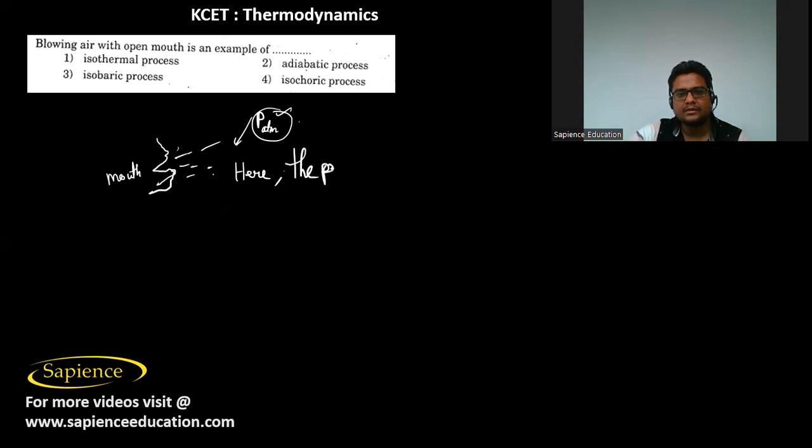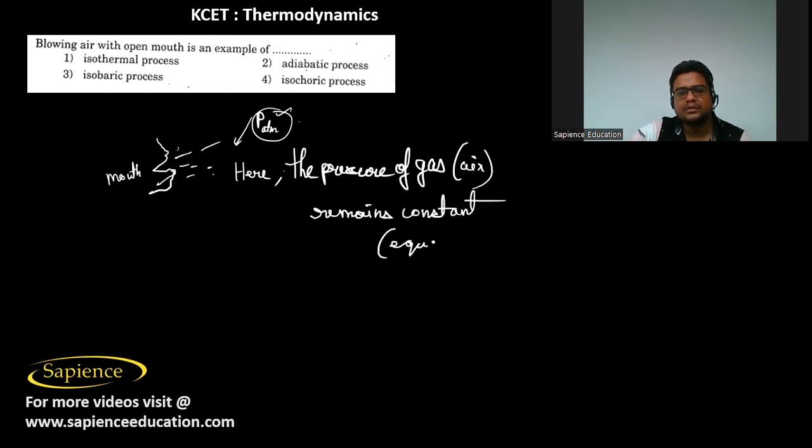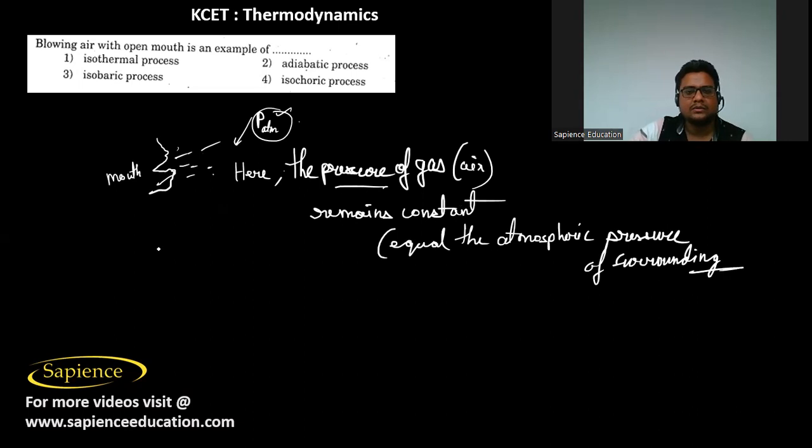Here, the pressure of the gas, which is the air, remains constant, and which is also equal to the atmospheric pressure of the surrounding. So it means since the pressure is constant, it is an isobaric process. So option 3 is the correct answer.